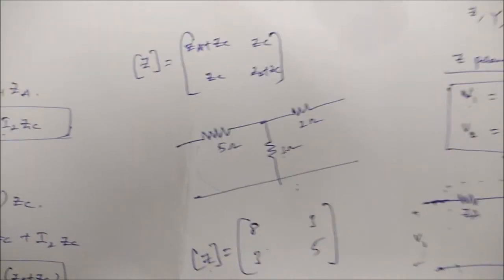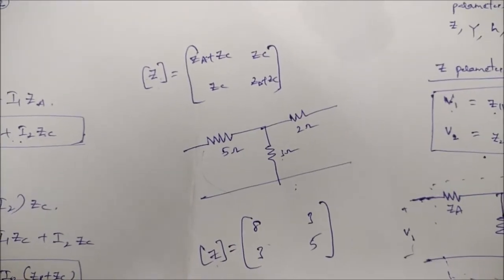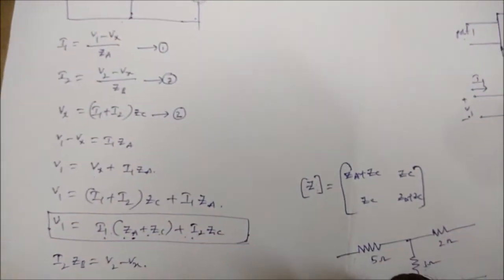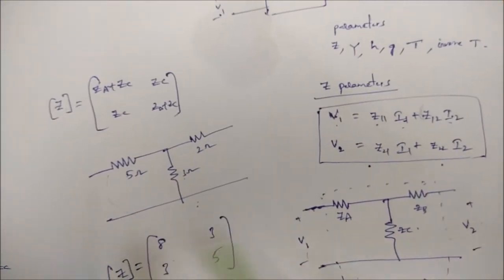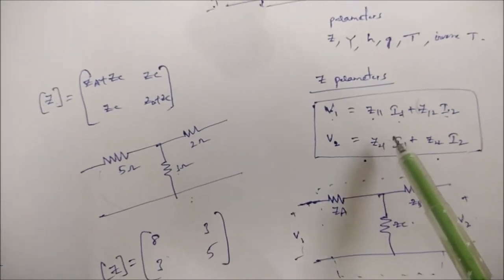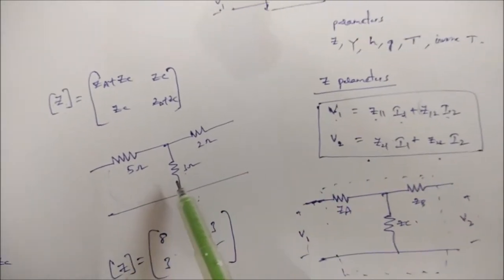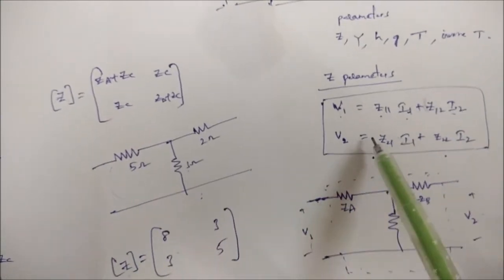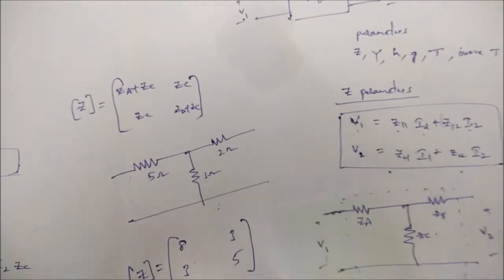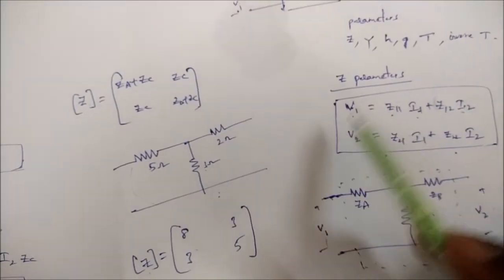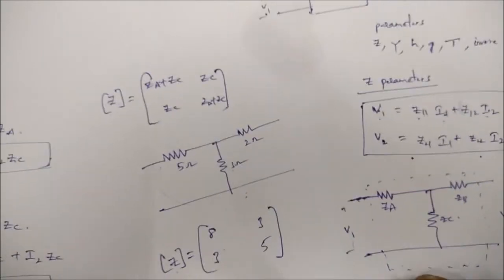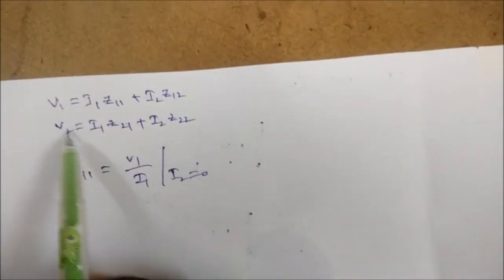Hi friends, in the last video we have seen calculating the Z parameters of a T network using the nodal analysis method. Now in this video we will see calculating Z parameters of a T network using the equations. Not only a T network, for any network you can calculate by using any method. One is nodal analysis method and second is by using this parameters method. So let us write the Z parameter equations once again.